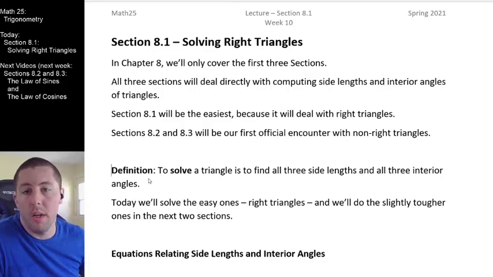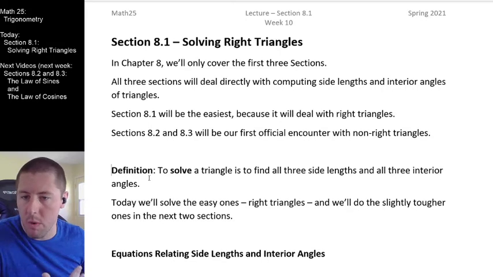So our goal in chapter 8 is to be able to solve all triangles that are solvable. If we have enough information, we want to get all the information: 3 sides, 3 angles. That's what we would like to know, everything about any given triangle.